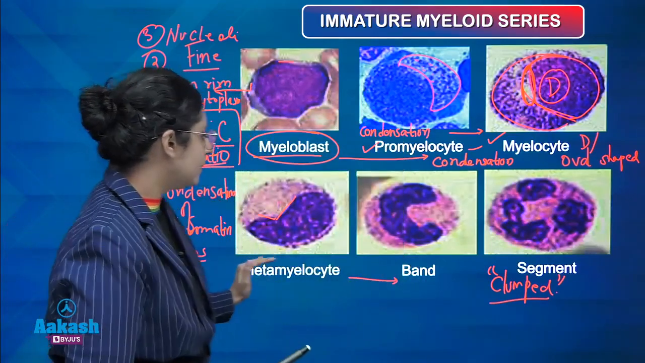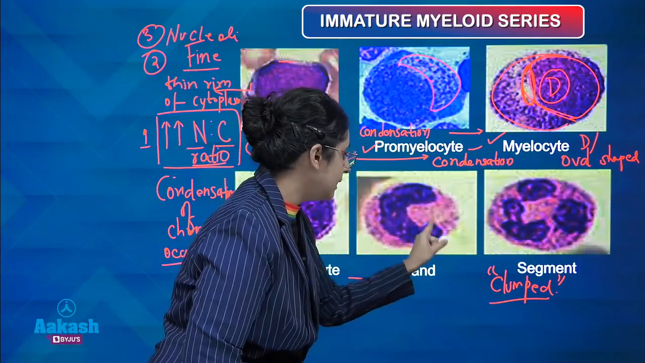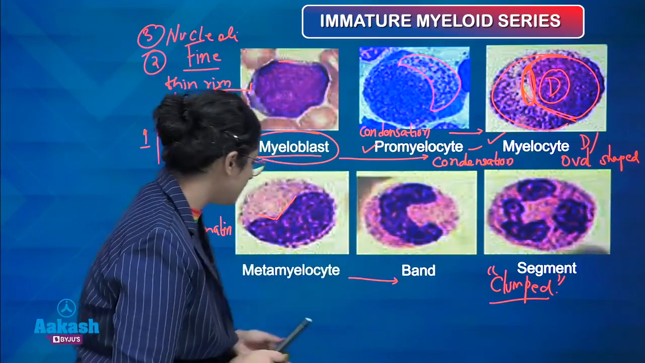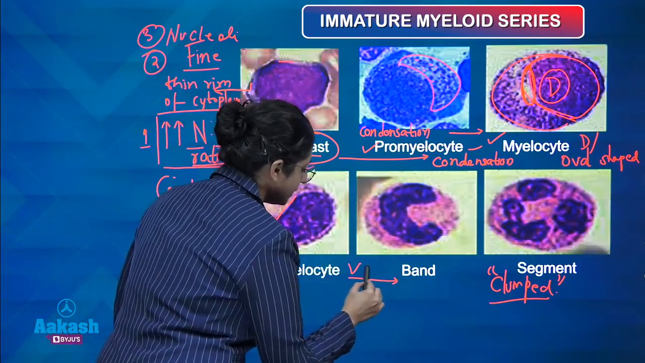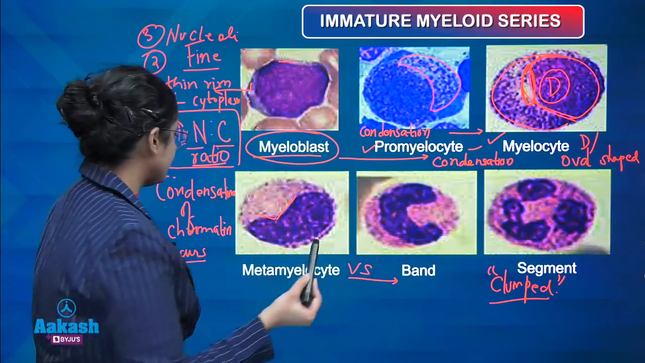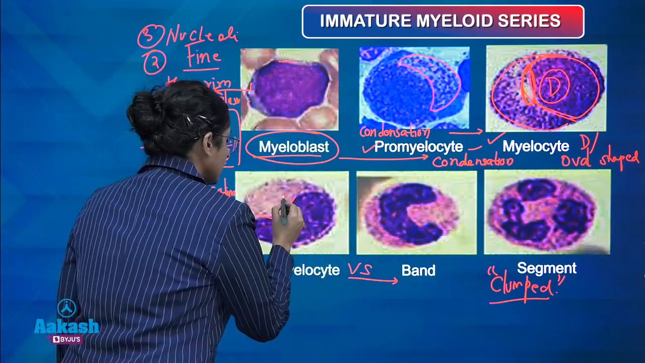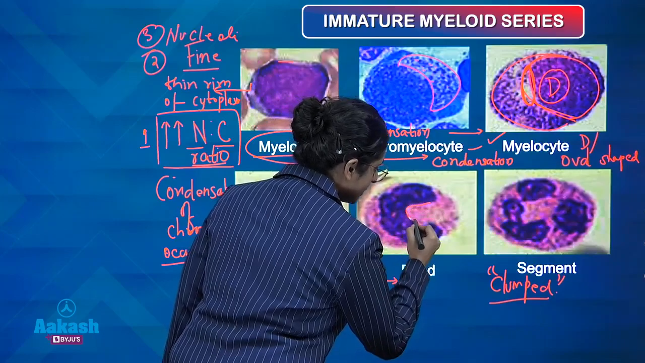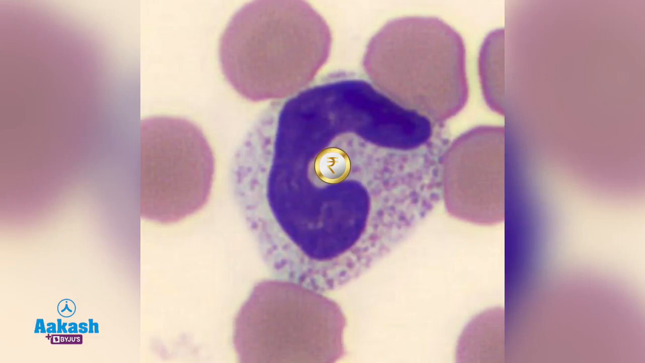Now, moving on to the band form, this is also characterized by indentation which is much more compared to a metamyelocyte. But how will you differentiate these two forms? You may get confused between metamyelocyte versus band form. So let me give you an example. In case of metamyelocyte, if you keep a coin here, it can slip off. It can easily slip off because indentation is there, but that is not as high as in a band form. Whereas in the band form, the indentation is much higher, like a trough. That means if you keep a coin here, it will not fall off. The indentation is much larger in a band form.